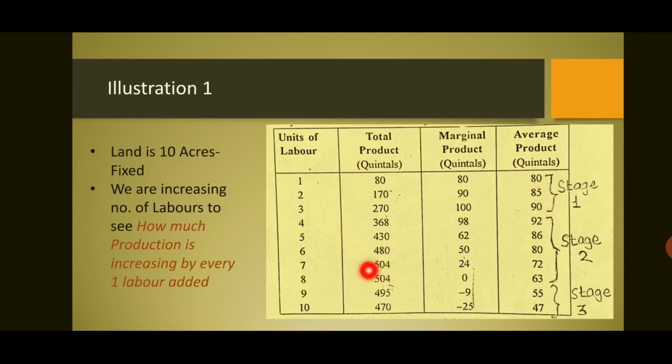Then we have a maximum total production of 504. So 504 divided by 7 labors, it comes to 72 per labor. So 72 average product, 72 quintals, that is average product produced by 7 labors.